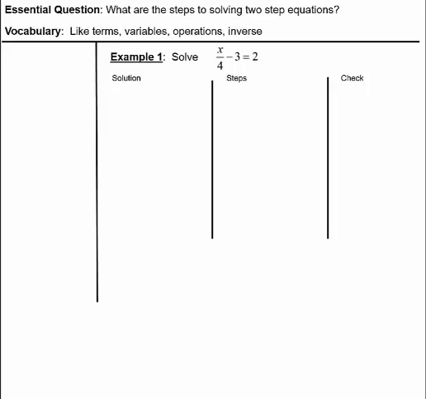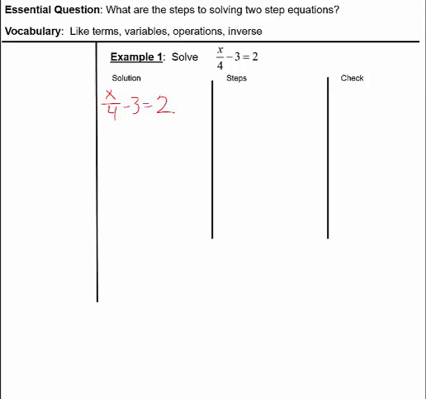So our first example, we're going to solve x divided by 4 minus 3 equals 2. The main idea is to get the x by itself. When we're solving, we want to get x equals a number. We use inverse operations to help us accomplish this. So first, we're going to start by writing down the problem. So we have x over 4 minus 3 equals 2.